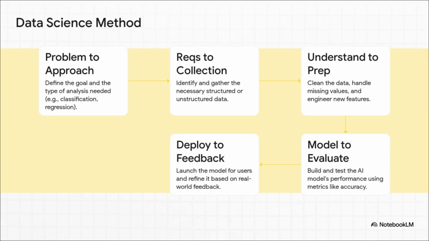Now, this isn't just some random checklist. This is a proven methodology from IBM. And here's the thing that might surprise you. Notice how building the actual AI model is one of the last steps? Before you write a single line of AI-specific code, you have to figure out the problem you're solving, go find the right data, and then clean it all up. And it doesn't just stop when you launch it. It's a constant loop of getting feedback and making it better.